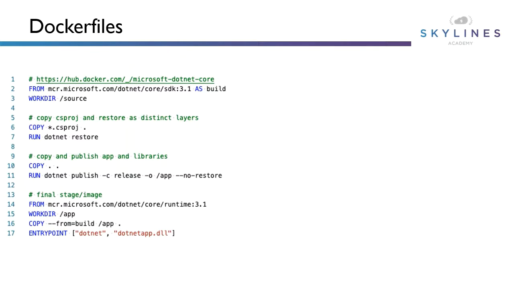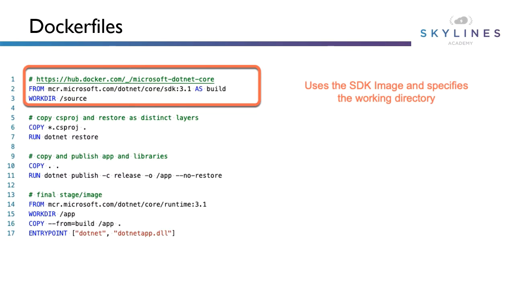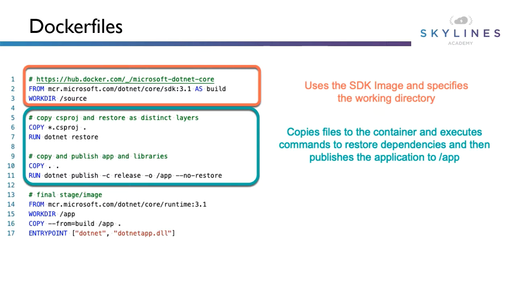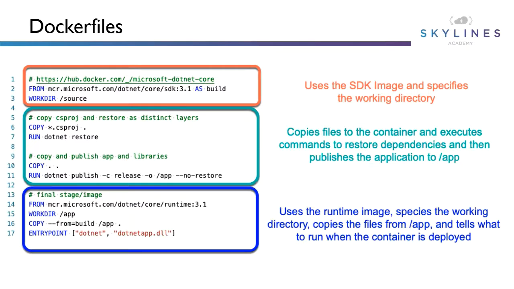To start off with, we can see we are downloading the .NET 3.1 SDK image and also specifying the working directory. We'll then copy the project file to the working directory and run dotnet restore. We're going to copy some additional files and then run dotnet publish to create the application and place its dependencies in the app folder. In the final stage, we are downloading a new image.